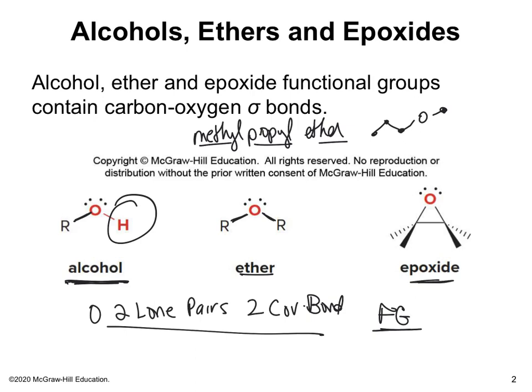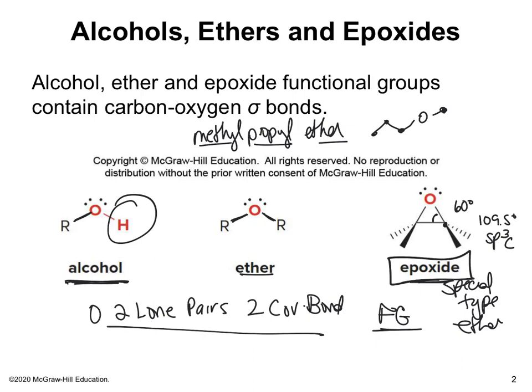Now, epoxide is a special type of ether. And it is a strained ring ether. So obviously a triangle has 60-degree bond angles, but this should be a 109.5-degree bond angle because it's sp3 carbon. So it has significant strain with a heteroatom. And so epoxides do exist in nature, and then we are going to see reactions with epoxides. You'll find that ethers are pretty much inert. That means they're not very reactive. So we won't do a lot of reactions with ethers.